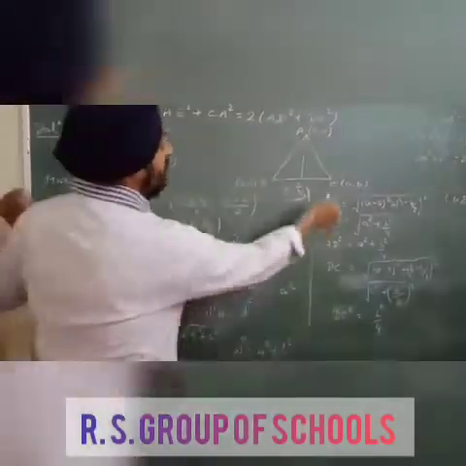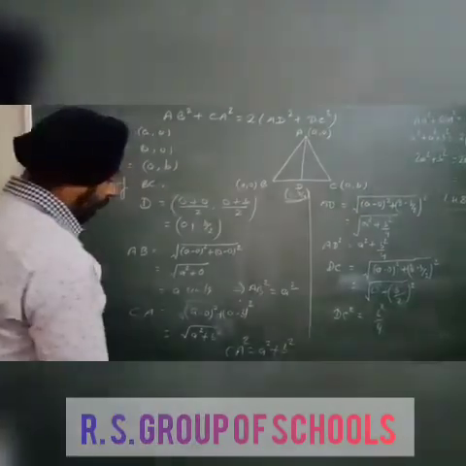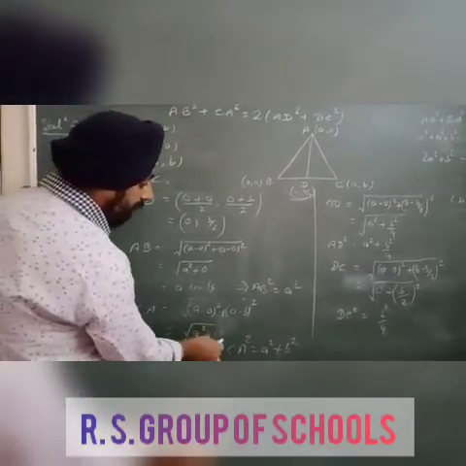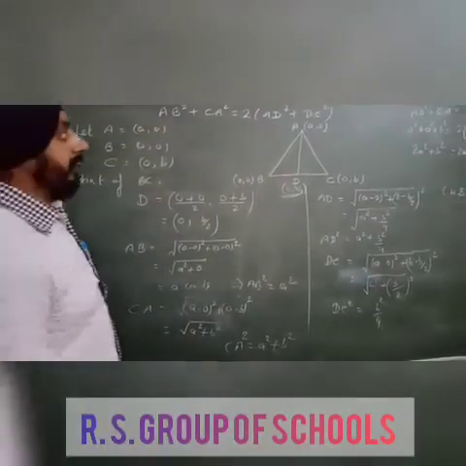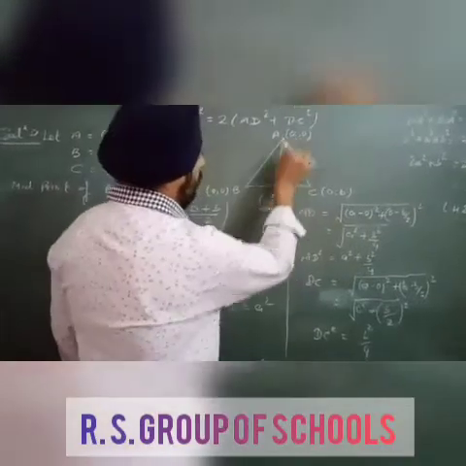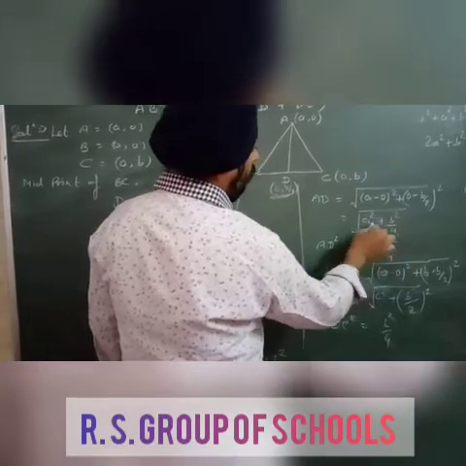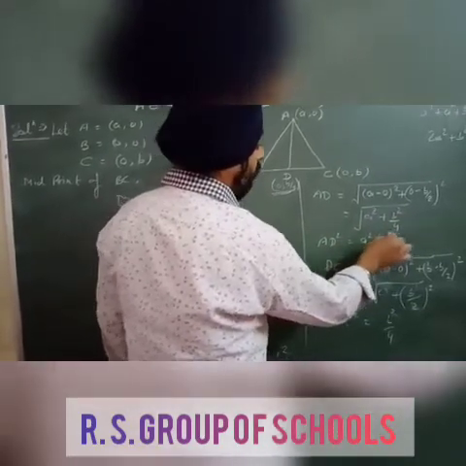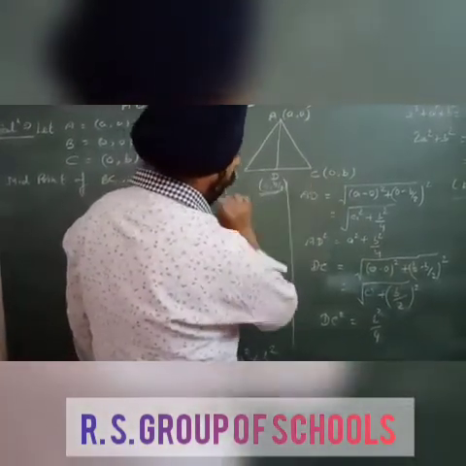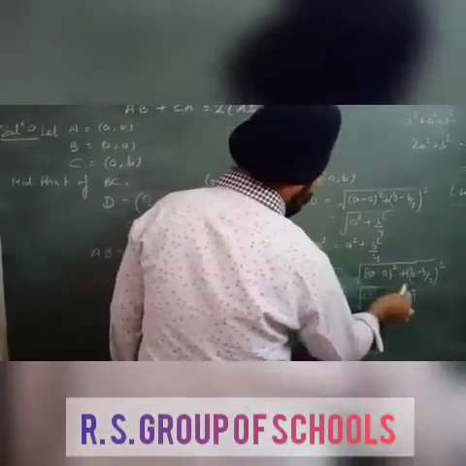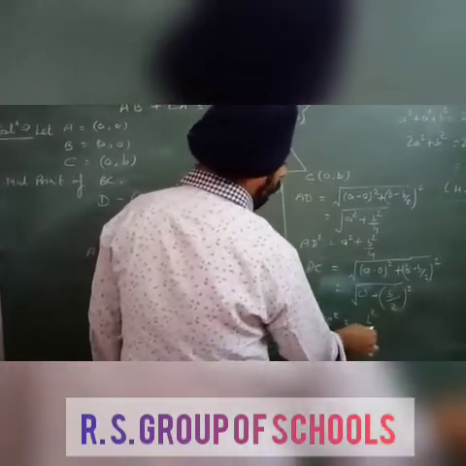Now we find CA. CA equals root of (0 minus a) whole squared plus (b minus 0) whole squared. Then CA equals root of a square plus b square, so CA square equals a square plus b square. Next we find AD equals root of (a minus 0) whole squared plus (0 minus b by 2) whole squared, which is a square plus b square upon 4. Now taking squares, AD square equals a square plus b square upon 4. Now BC, and DC equals root of (0 minus 0) whole squared plus (b minus b by 2) whole squared, which is (b upon 2) whole squared. Then DC square equals b square upon 4.